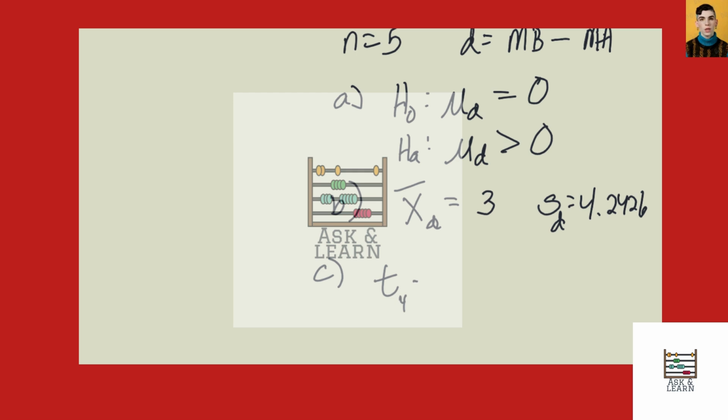Next, on part C, we want to calculate what the test statistic is, and that will be a t-value. It will have 4 degrees of freedom, and we take that 3 minus 0 divided by the standard deviation divided by the square root of the sample size. And that test statistic is 1 point, and let's see if you have a number of decimal places. I don't see that, so we'll just give you 4 decimal places.